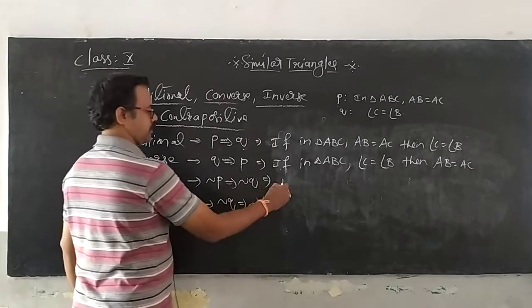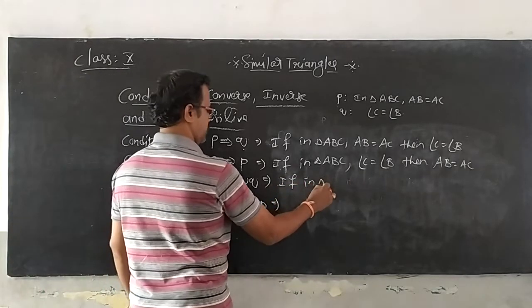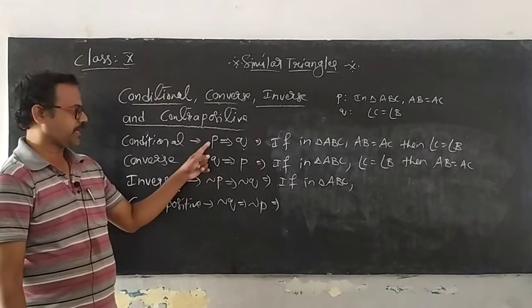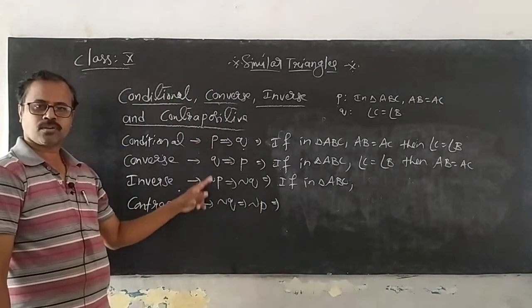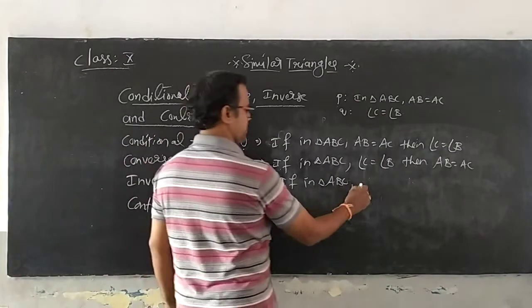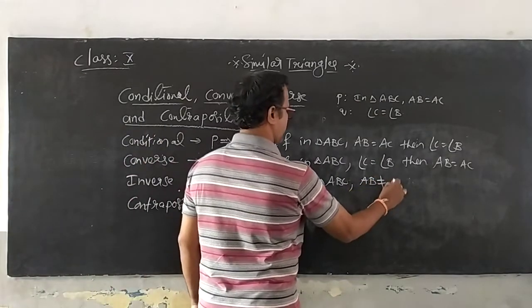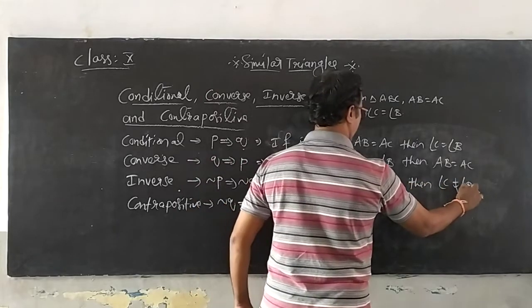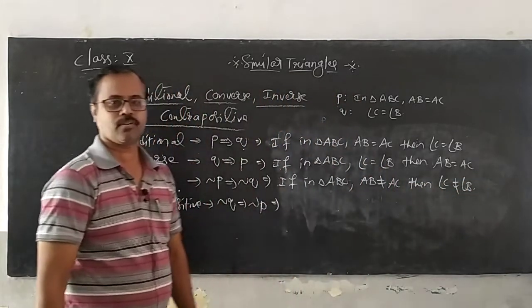Yes, the same. If in triangle ABC, for the inverse, you have to apply the negation for P. That means not for P. If AB is not equal to AC, then angle C is not equal to angle B. Very good, Amma, very good.